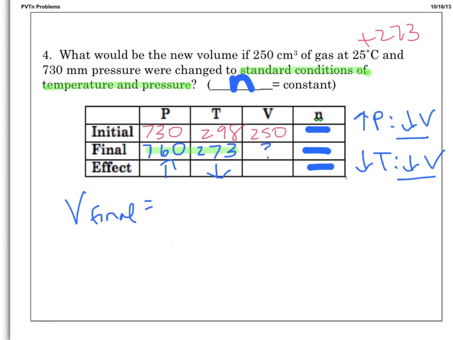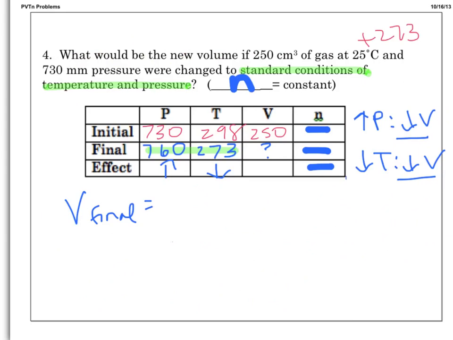The pressure goes up and it's inverse to volume, so that goes down. Temperature goes down, so it's inverse to volume, so that also goes down. Now, it's not always going to work out that way. Sometimes maybe pressure will make it go up and temperature will make it go down. It doesn't really matter because you still do the problem the same way.